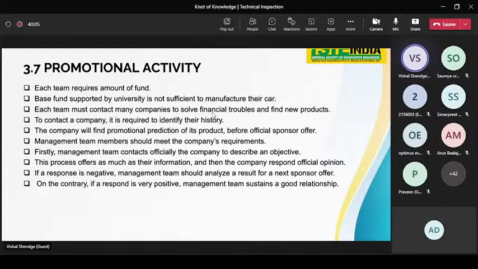To contact a company, it is required to identify their history. The company will find a promotional prediction of its products before an official sponsor offer. Management team members should meet the company's requirement.